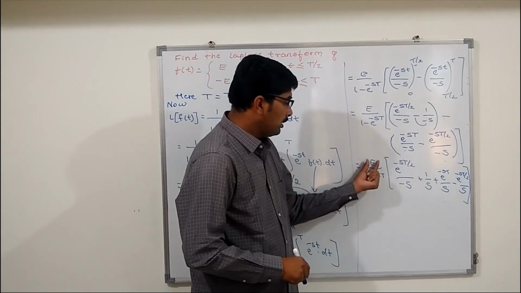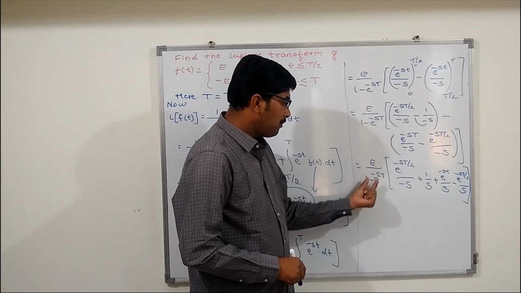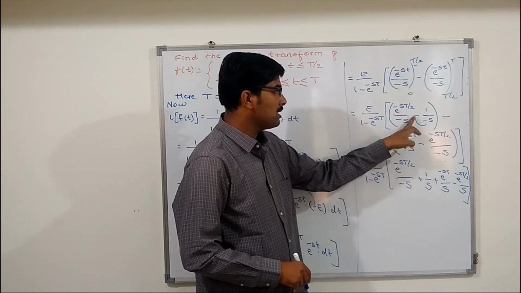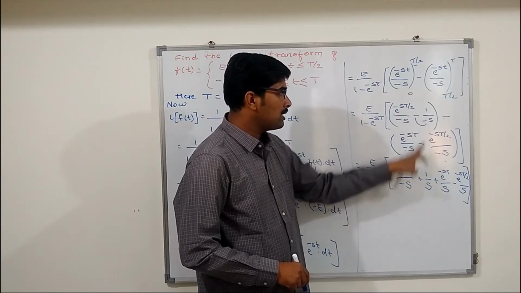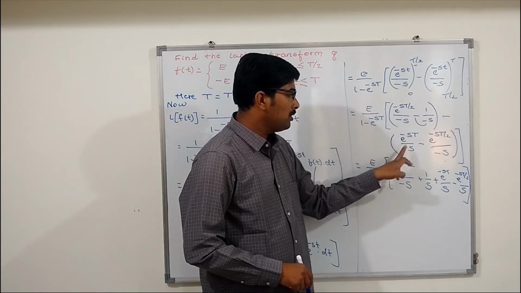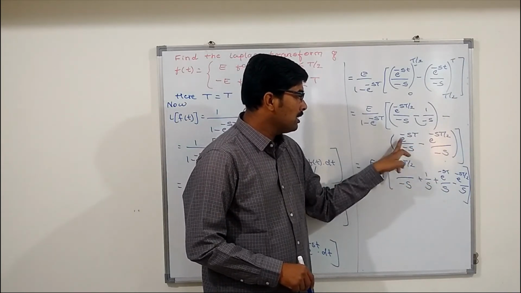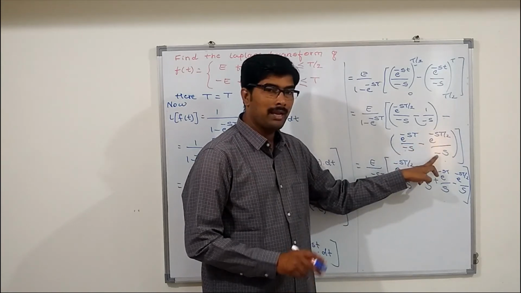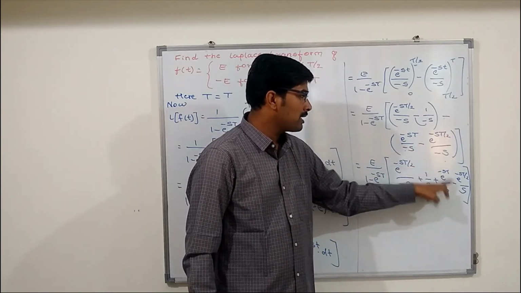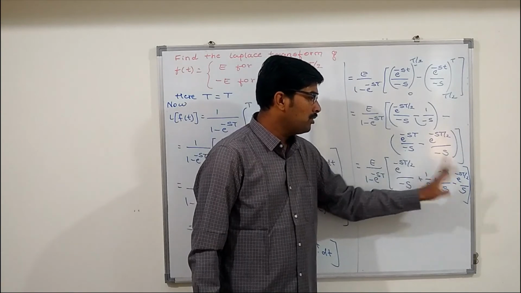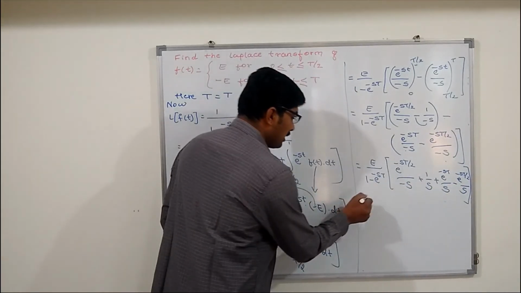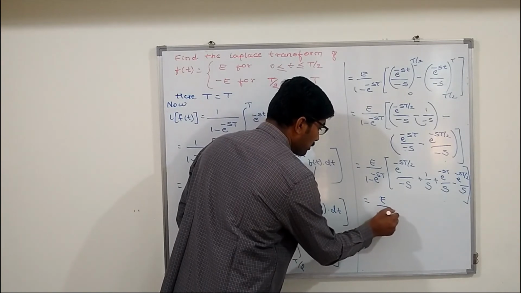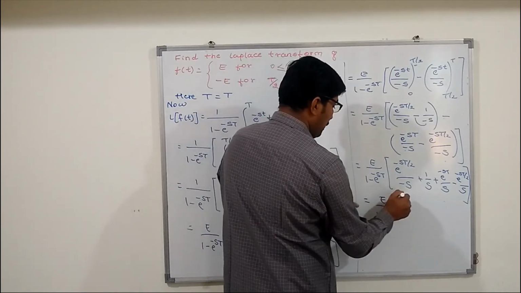Okay, this is e divided by 1 minus e raised to minus st, times e raised to minus st divided by minus s. Minus into minus is equal to plus 1 by s. This minus into this minus s is equal to plus e raised to minus st divided by s. With three minus signs in total, you will get a minus sign, e raised to minus st by 2 divided by s. This is equal to e divided by 1 minus e raised to minus st into bracket.